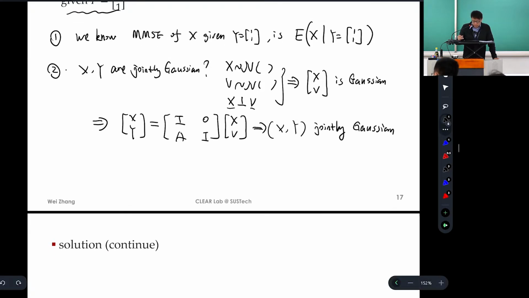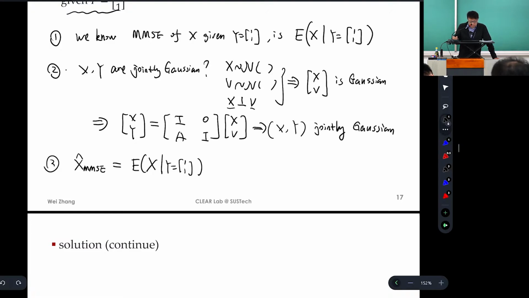Okay. Now we are in the Gaussian world, then everything becomes simple, right? So I will say the minimum mean square estimate, I'll call that X hat, is the conditional expectation of X given Y equal to 1 and 1. Now we plug in the formula, right? The part you like the most is you have some formula to plug in and calculate some numbers. Without any thinking, you can get some marks, right? You get some credits.